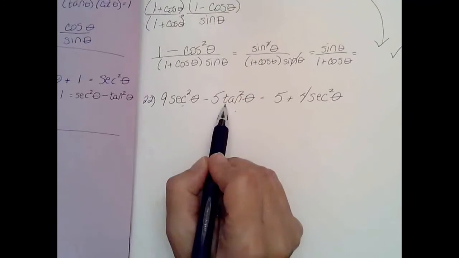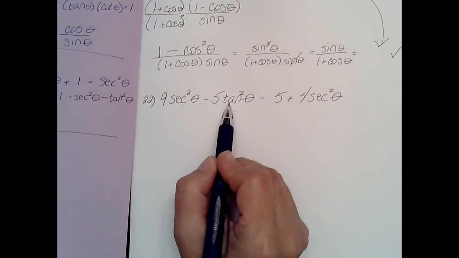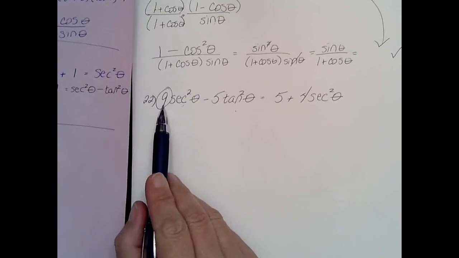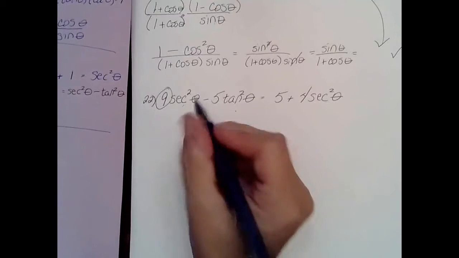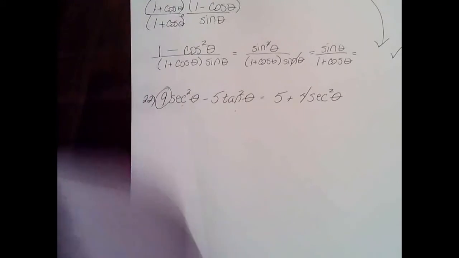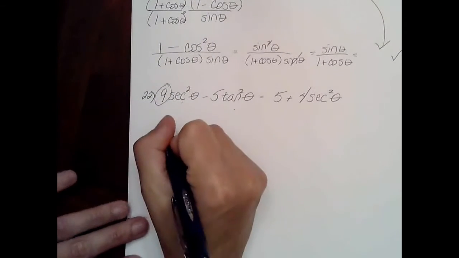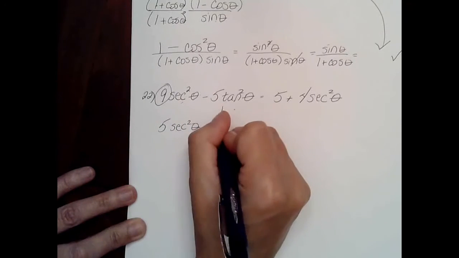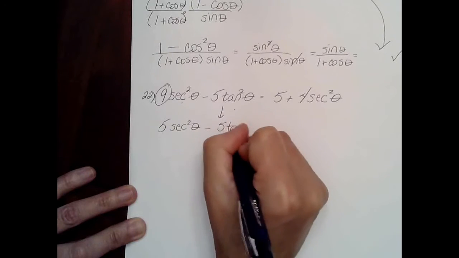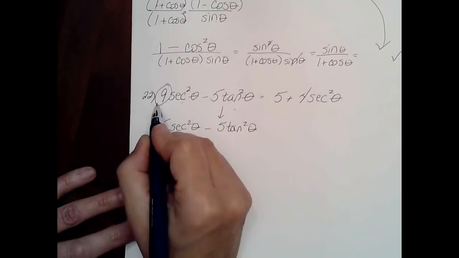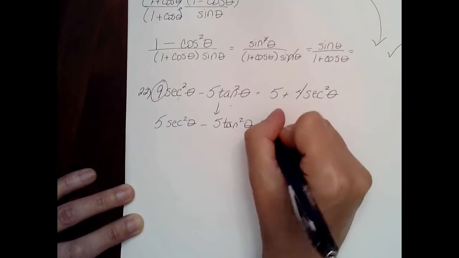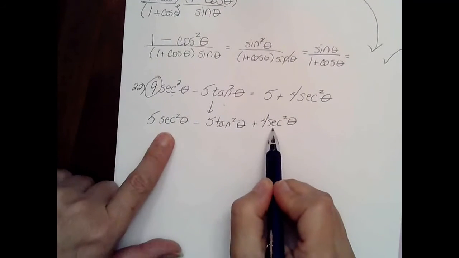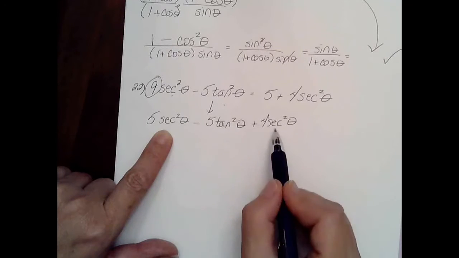So it's kind of good. The problem is the coefficients are different. So I am going to make this coefficient 5 because I'm going to split up my secant squared thetas, and I'm going to put 5 of them in the front. So 5 secant squared theta, I'm going to bring this down, minus 5 tangent squared theta, and I'm going to put my other 4 back here, plus 4 secant squared theta, right? Because that together is my 9 secant squared theta.